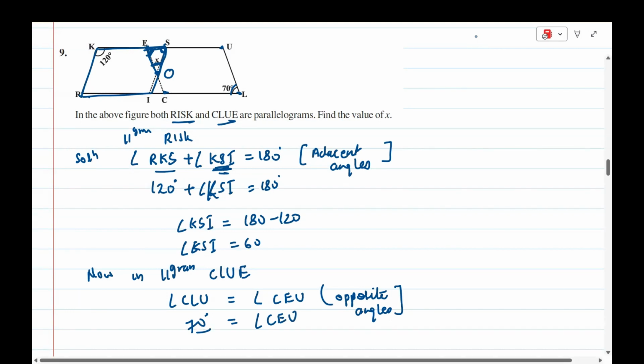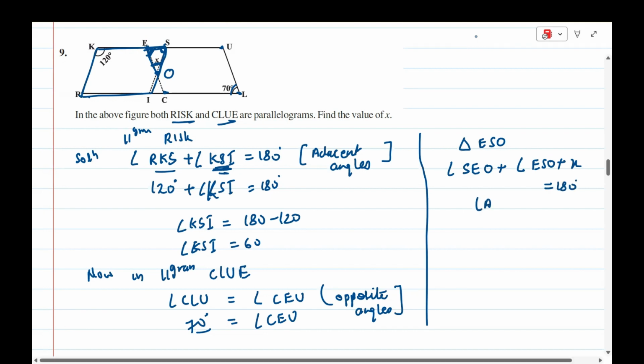Correct? Now coming to triangle ESO. Here, angle SEO, that is angle E, then angle ESO, that is angle S, and X, that is angle EOS. The sum is how much? 180 degree. By which property? Angle sum.